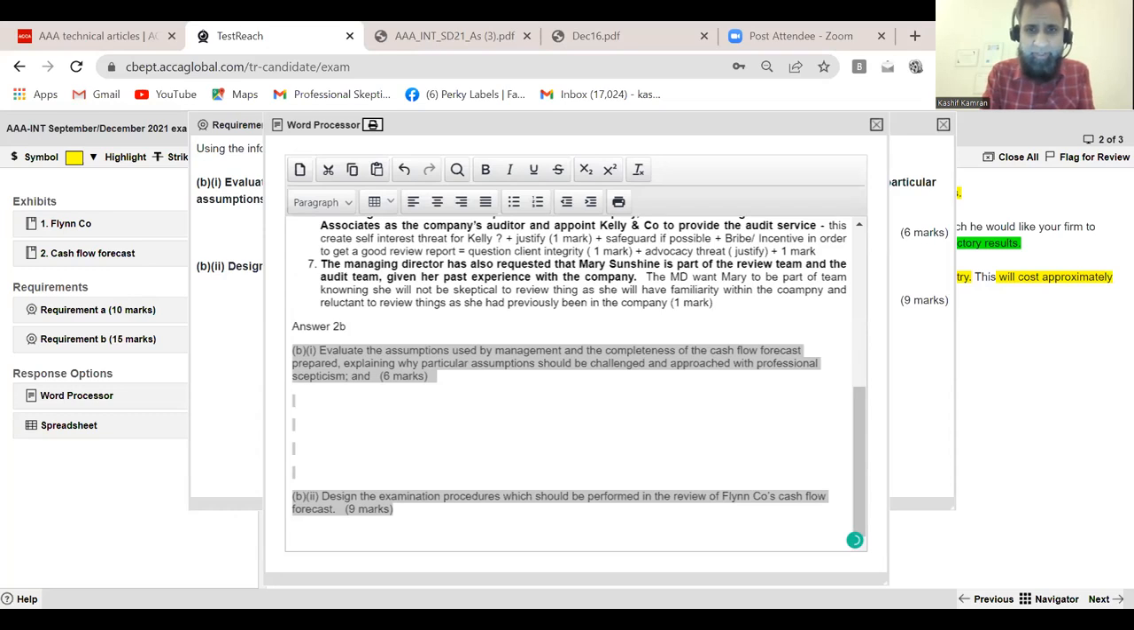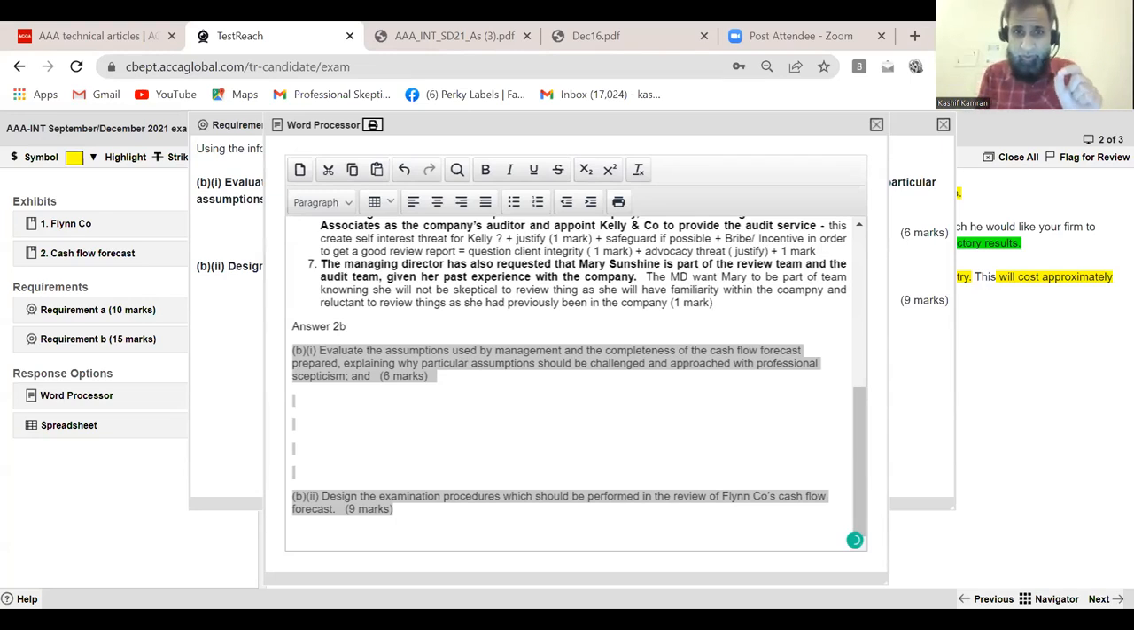And the second thing the examiner wants us to do, I hope you can see this here, and every time you see the 'and', it's important. Evaluate the assumptions, number 1, and the completeness of the cash flow forecast. So you need to evaluate the completeness of the cash flow forecast. They're not the same thing. They're two different things, right? The examiner is saying 'and'.